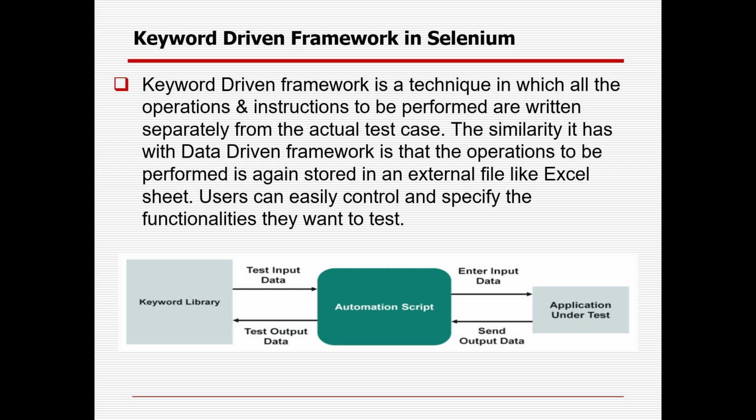The similarity it has with the data driven framework is that the operation to be performed is again stored in some external file, like an Excel sheet. So the user can easily control and specify the functionalities they want to test. Your keyword library will be there, and the automation script will be there. You will interact in the automation script with the help of the keyword library, and after that you will interact with the application under test.